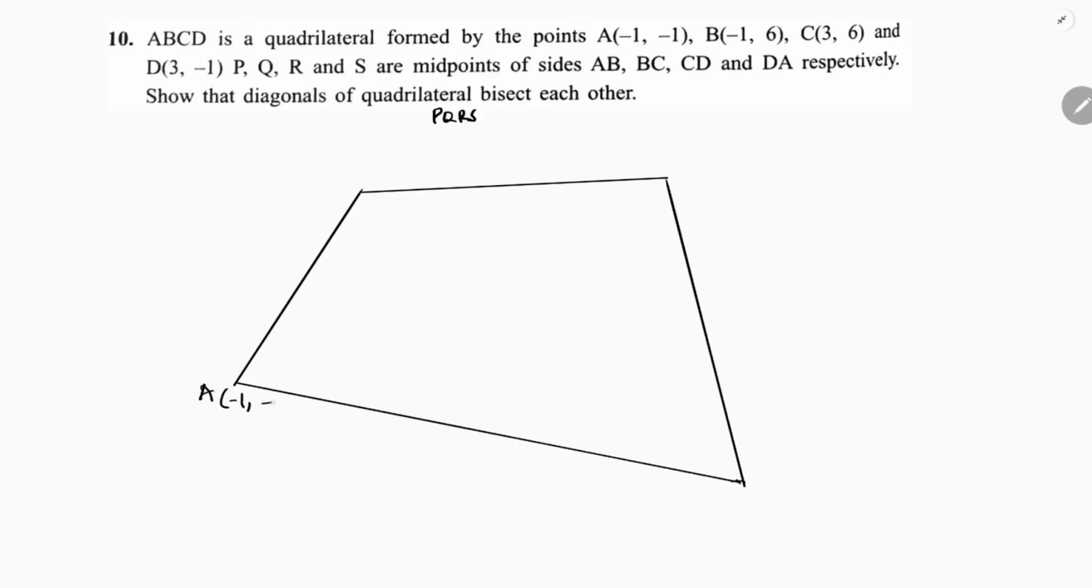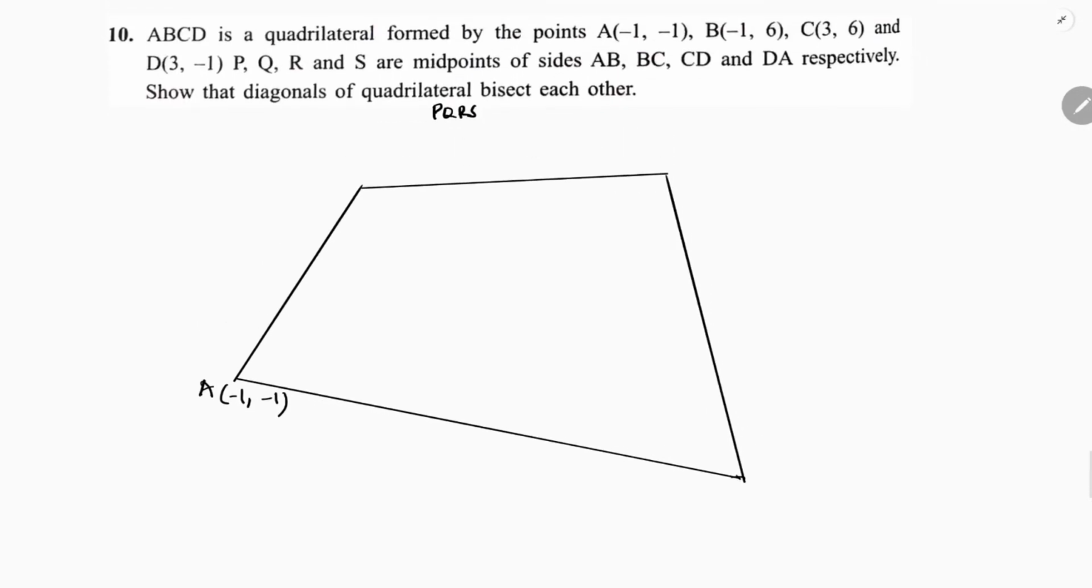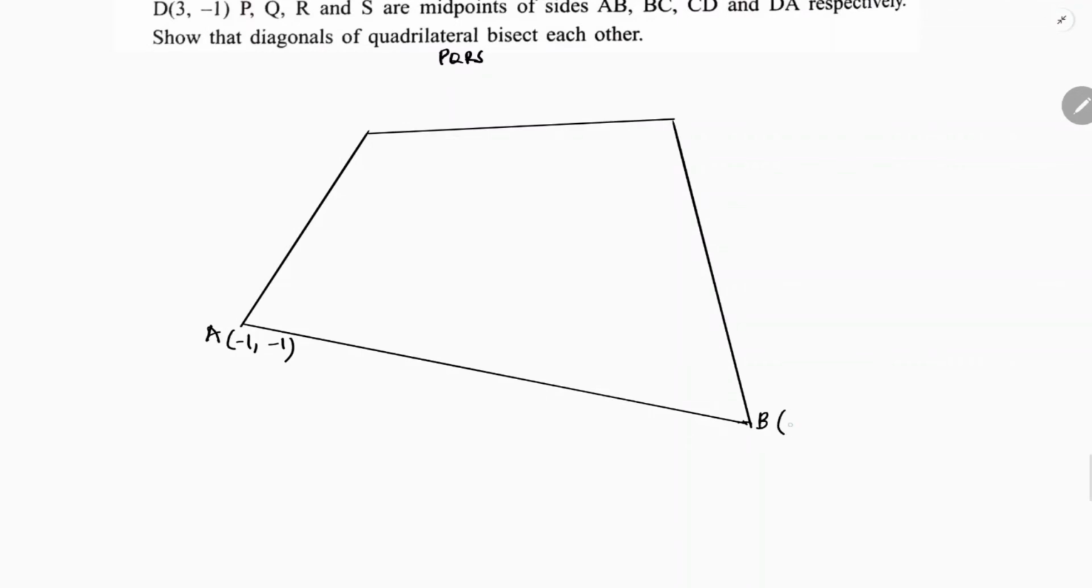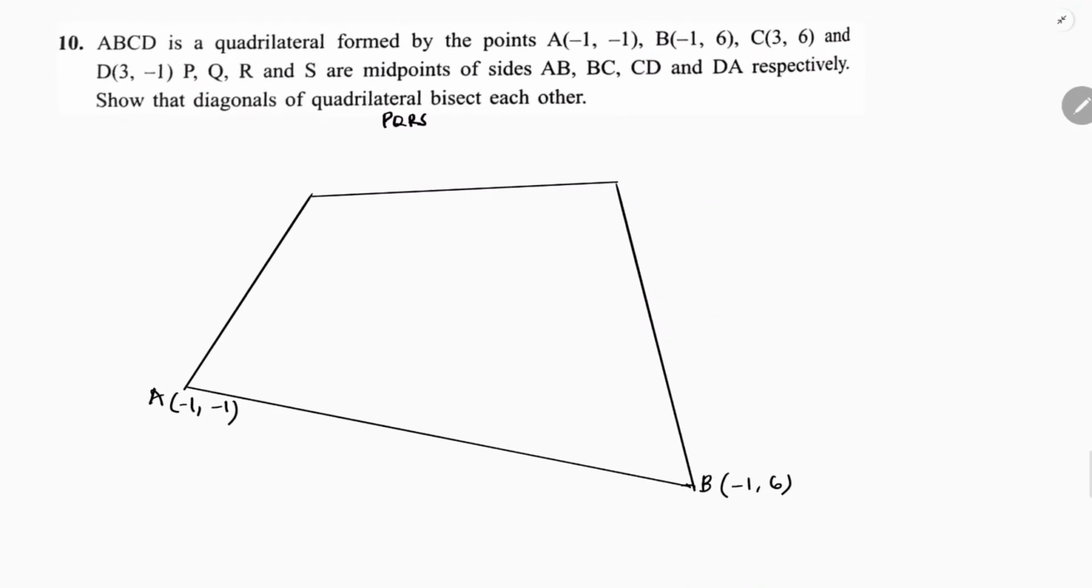is (-1, -1) and B is (-1, 6), and C is (3, 6), D is (3, -1). Now we need to find P, the midpoint of AB, Q the midpoint of BC, R and S. So I'll find all of these.